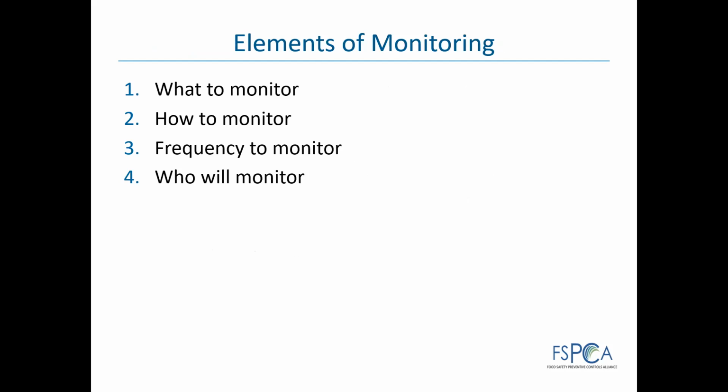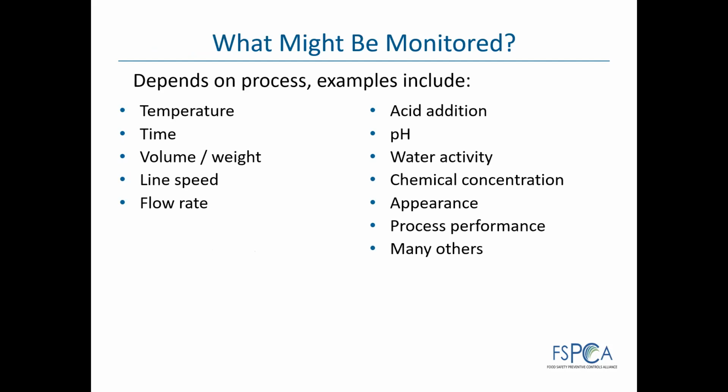The last question is actually kind of tricky. The first question is pretty obvious. What might be the components that can be monitored? Here are some examples. If you study a little bit of food microbiology, most of these are the external factors that impact bacterial growth. For example, temperature, time, pH, acid, water activity, chemical concentrations.